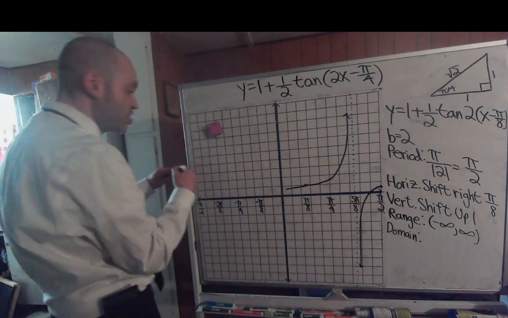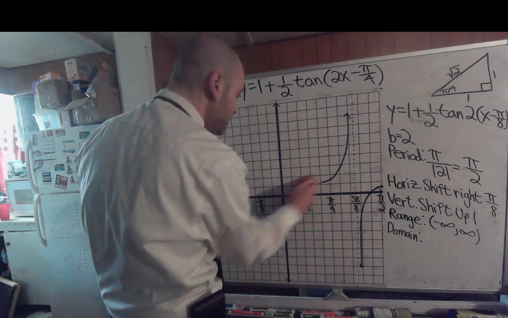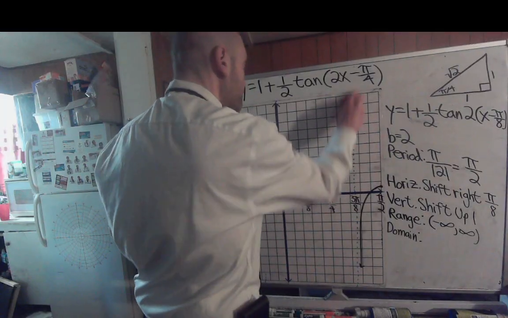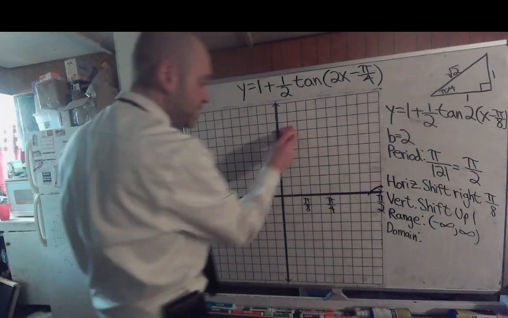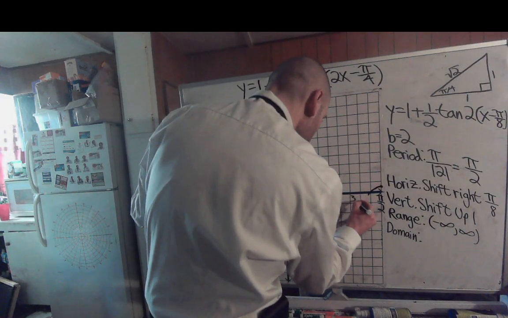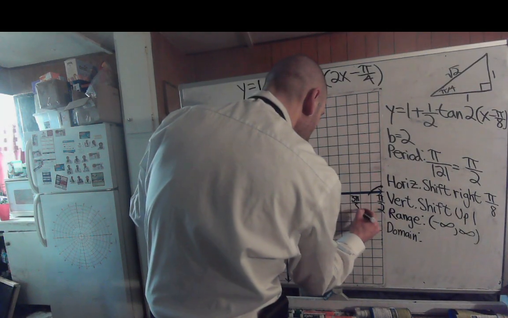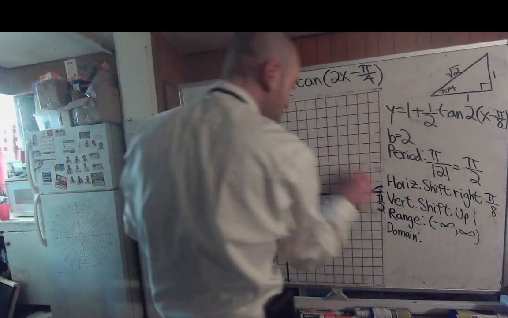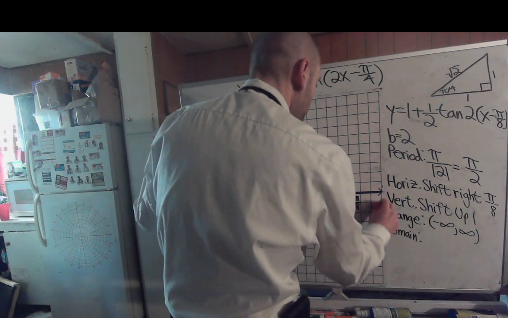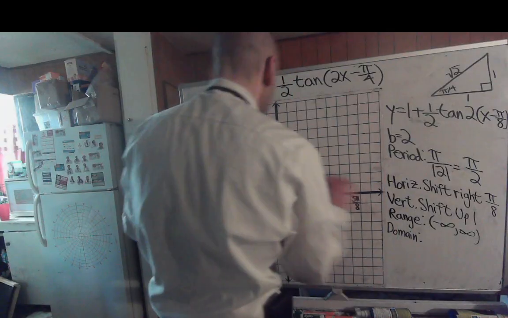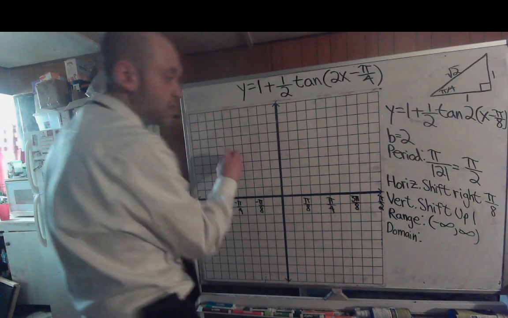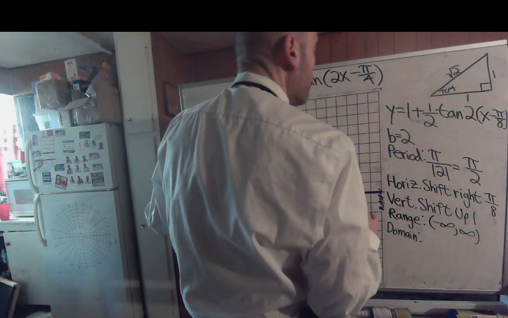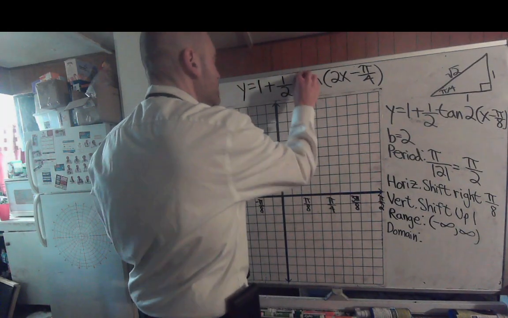Let me just go back through and reconstruct where I need to. This is 3 pi over 8. Okay, I just want to make sure I have the right location. And this would just be pi over 2. Okay. Alright, I don't think we need to change much here.